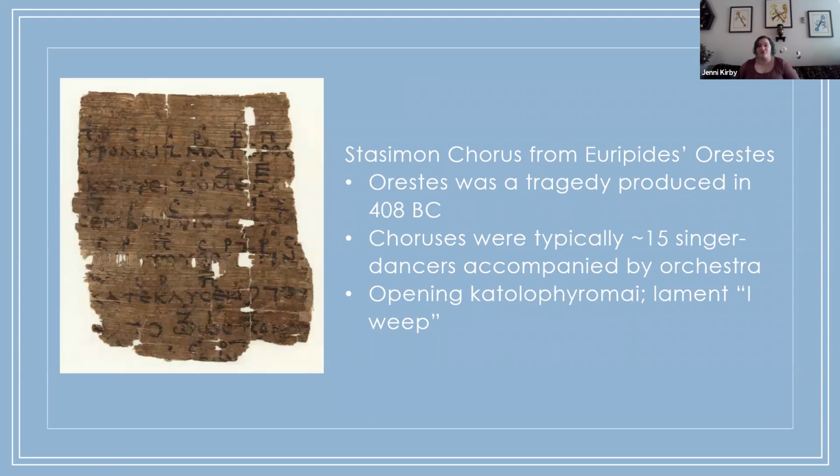With the few minutes we have left, let's hear some music. We have the Stasimon chorus from Euripides' Orestes. Orestes was a tragedy, a drama, a play that was produced in 408 BC. It had large choruses of typically about 15 singers, and it had dancers, and they were accompanied by an orchestra. In this surviving fragment that we have, the opening words are kotelephiromai, which is a lament, and it means I weep. We've got a lot of dissonant, really odd sounding intervals to our ears that are really interesting.